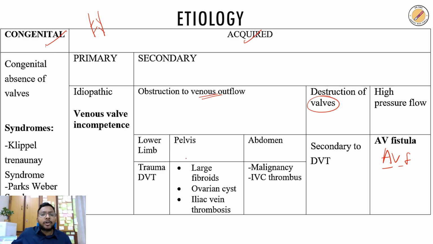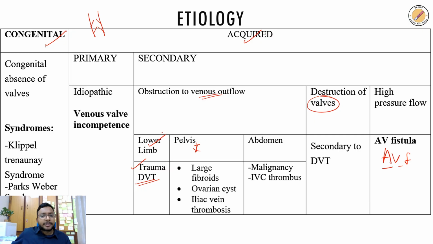Now, coming to obstruction to venous outflow, the obstruction can be at the level of either the lower limb, the pelvis, or the abdomen. So, when can lower limb obstruction happen? One is any trauma, and the other one is deep vein thrombosis, because the transport of blood will be from superficial veins to the deep veins through perforators. Whenever the deep veins are obstructed, obviously the pressure within the superficial venous compartment will be raised.